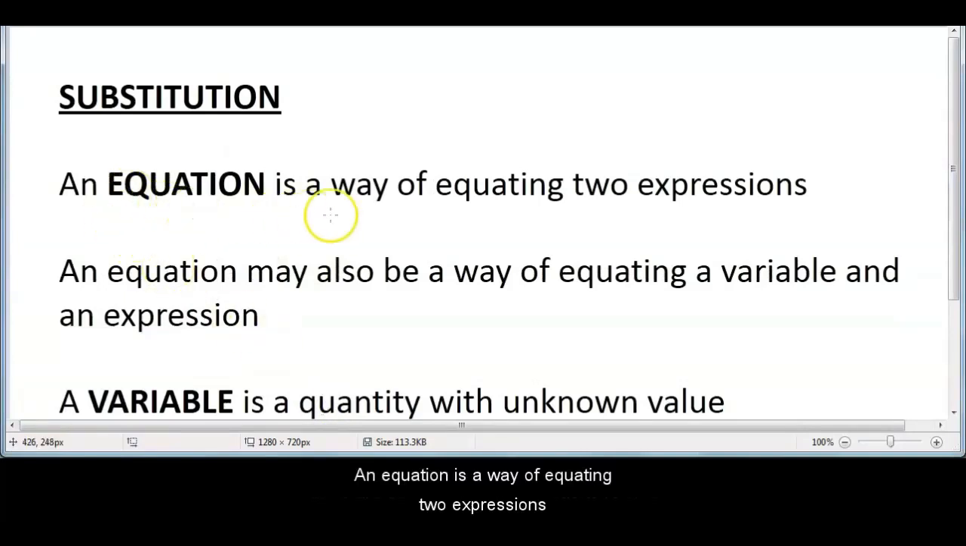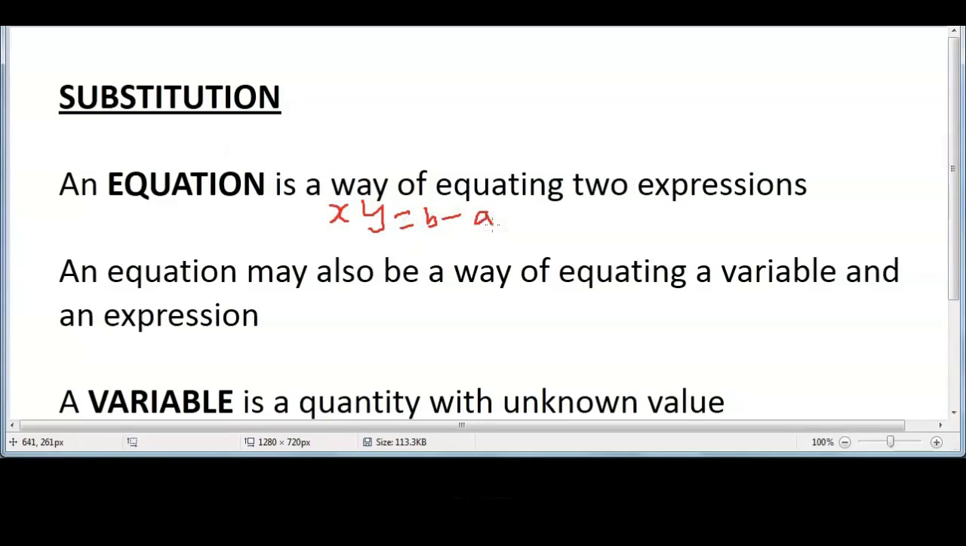An equation is a way of equating two expressions. An example of an equation might be something like this: xy is equals to b minus a, where xy is an expression on one side and b minus a is another expression on the other side.